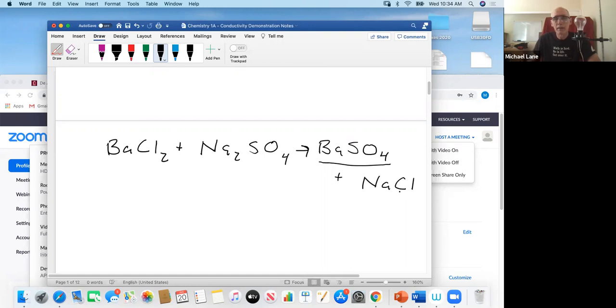You cannot balance a chemical reaction until you have the proper products, but this equation as written is not balanced. This one is pretty trivial to balance. I see I have 2 sodiums here, 2 chlorides there. I put a 2 right there, and that is balanced. We call this a molecular equation.